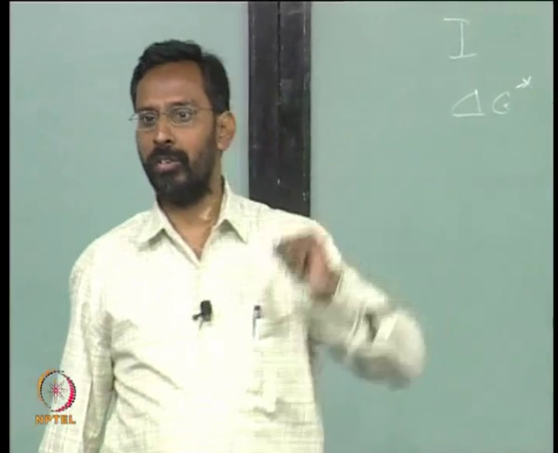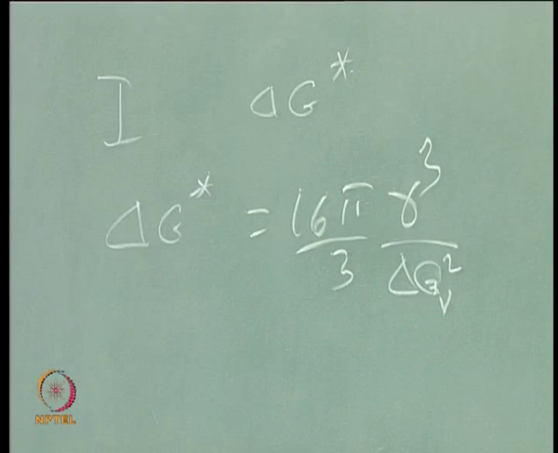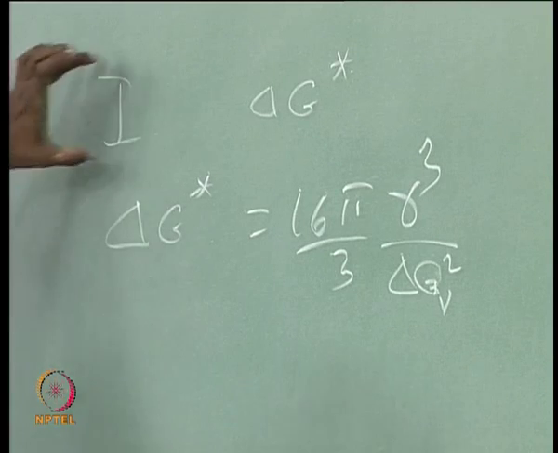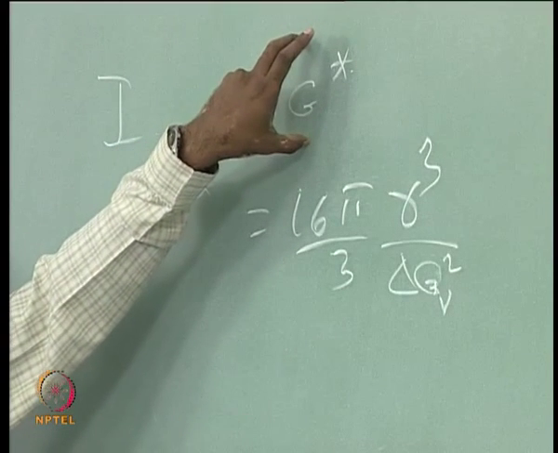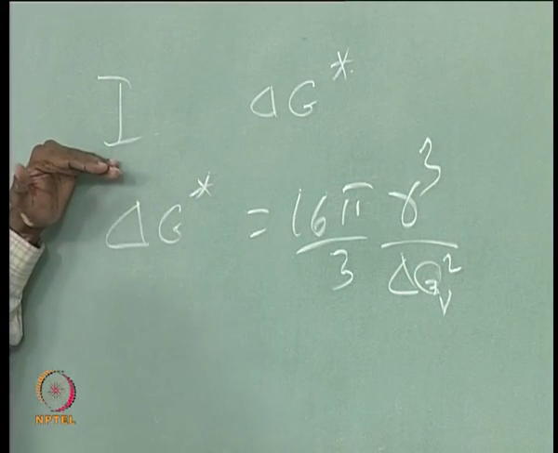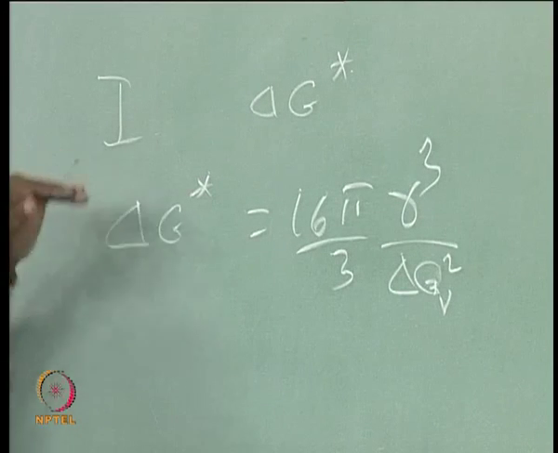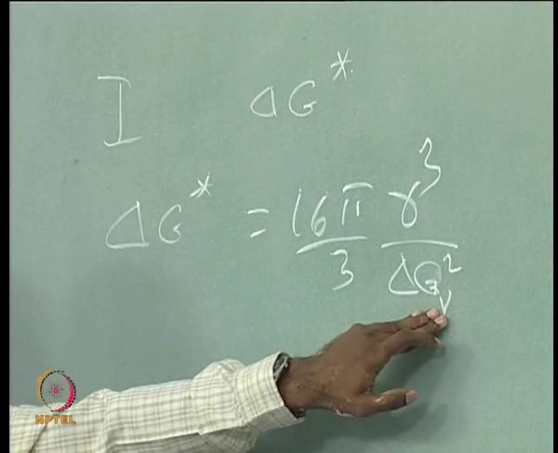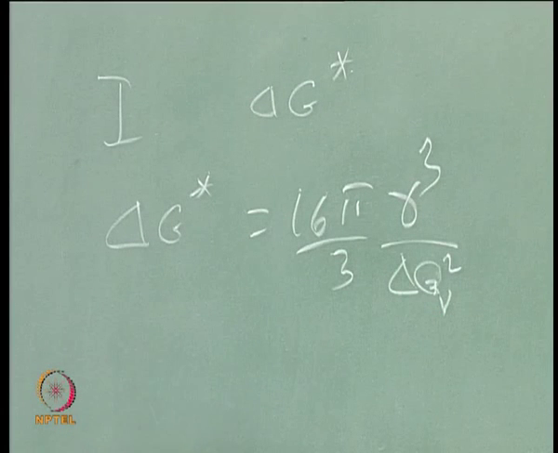temperatures above the nose of the TTT diagram. At all temperatures above the nose, what controls the nucleation rate is only this. Am I right? So, if that is the case, then the nucleation rate to a large extent is dependent on this. And how do I know that value? What is delta G V? Delta G V is the driving force for solidification.